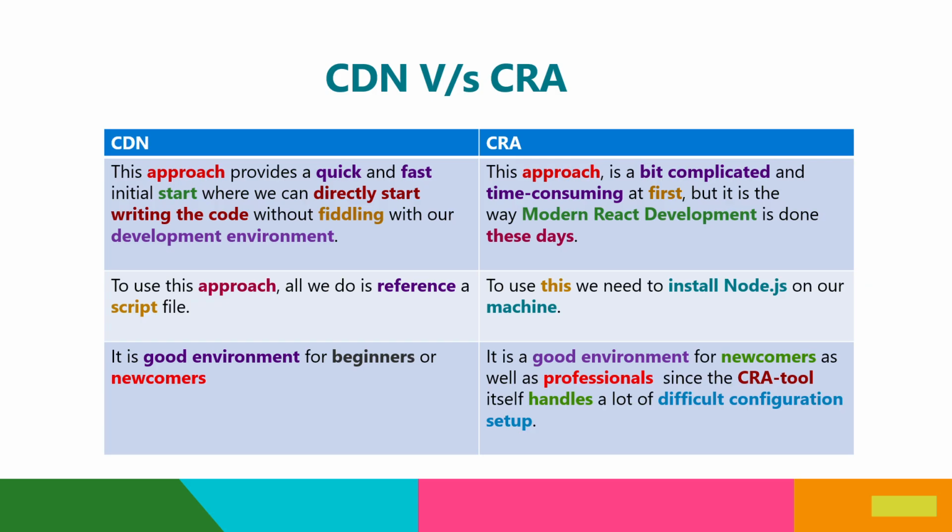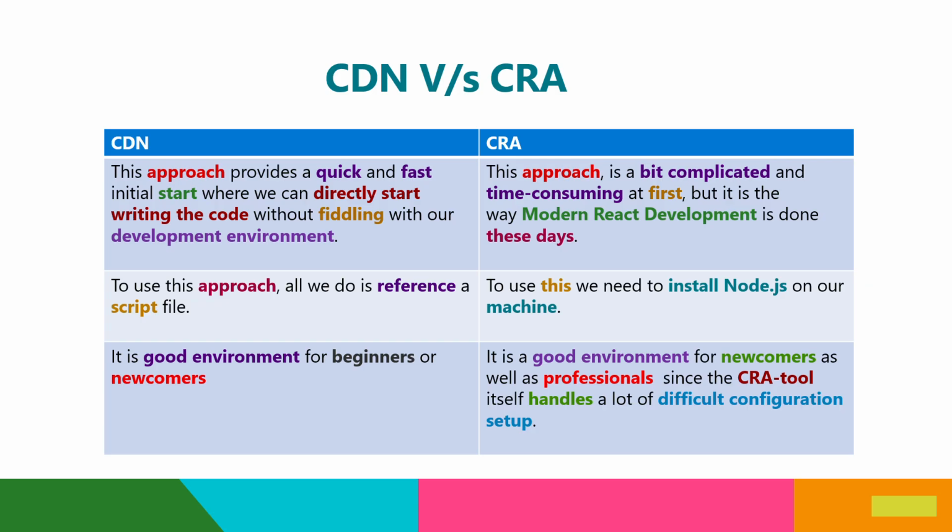So the difference between CDN and CRA is this. The CDN approach provides a quick and fast initial start, where we can directly start writing code without building our development environment. To use this approach, all we do is reference a script file. It is a good environment for beginners or newcomers. And CRA is a bit complicated and time consuming at first, but it is the way modern React development is done these days.